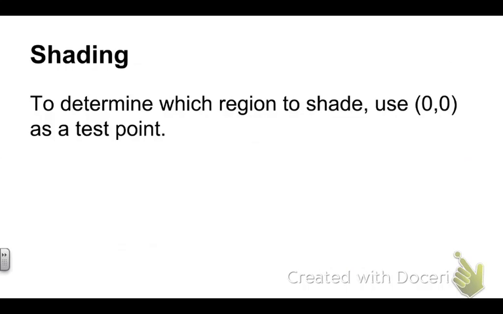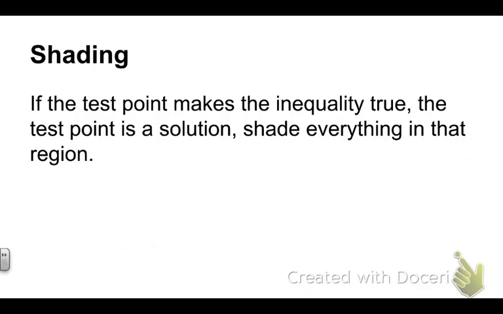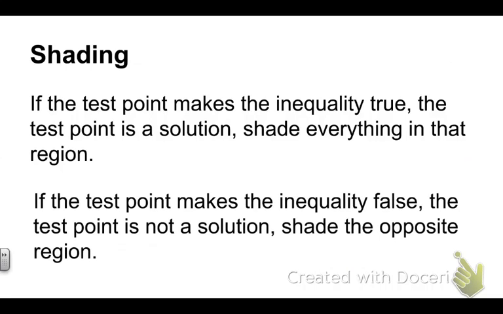Now, if the test point makes the inequality true, if it works, then that means the test point is a solution. Yes, it works, then yes, it's a solution. You would shade everything in that region. If the test point makes the inequality false, if you do the math and you go, oh no, that's not right, then that test point is not a solution, and anything in that region wouldn't work, so you would shade the opposite region, the region across the line.